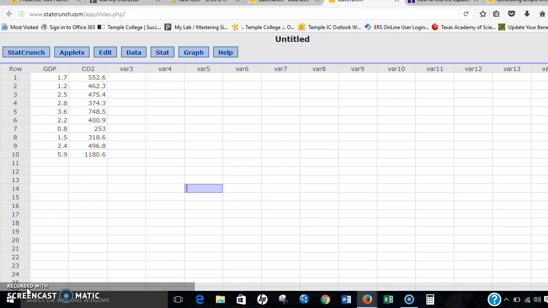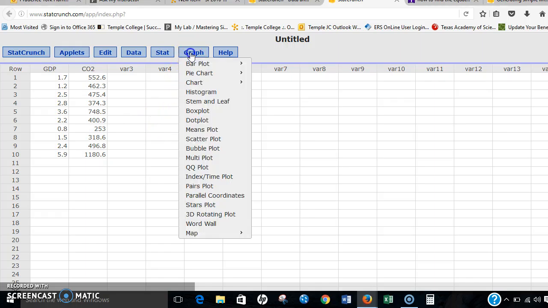This is actually Example 1 on page 471 of your eText, comparing the GDP in trillions of dollars, and this is going to be our X value or independent variable. And then this is going to be the corresponding CO2 emissions in millions of metric tons, and this is going to be our Y value. The first thing that they ask you to do, for example 1, is to construct a scatter plot.